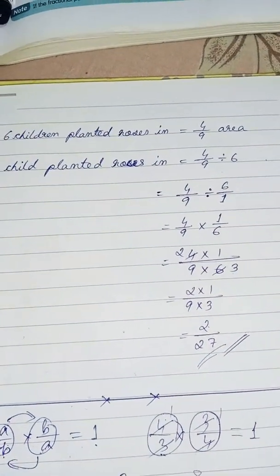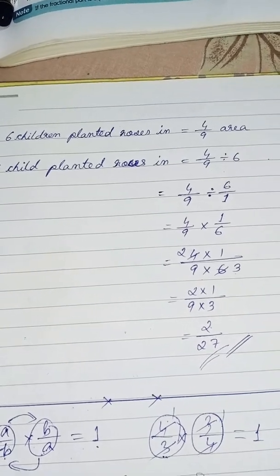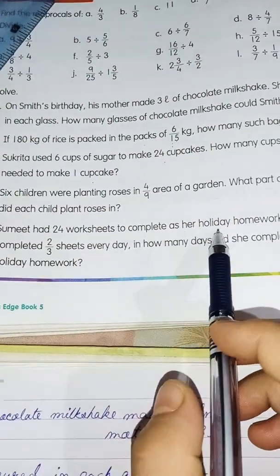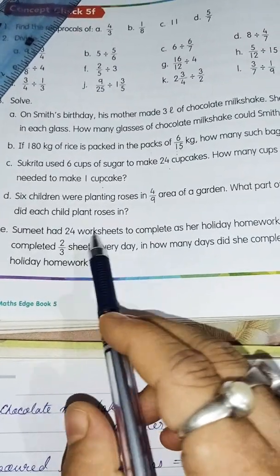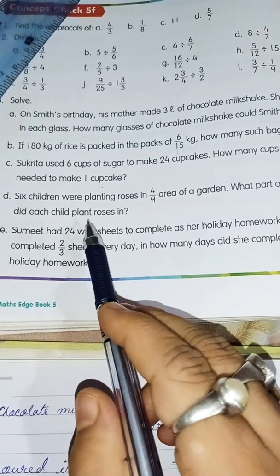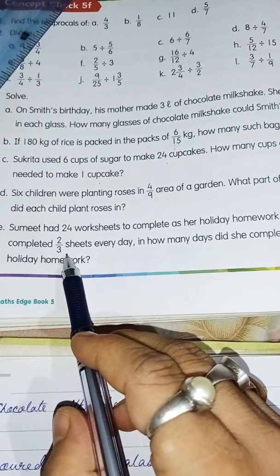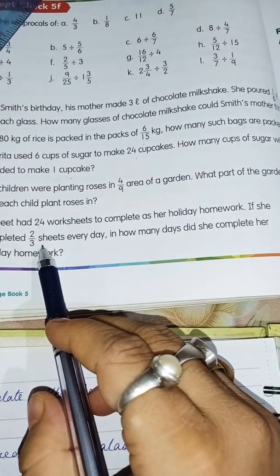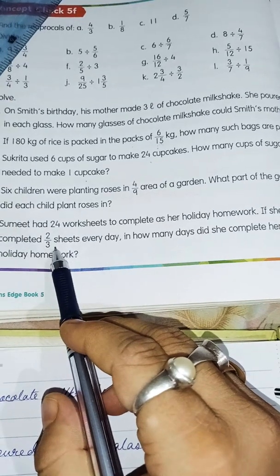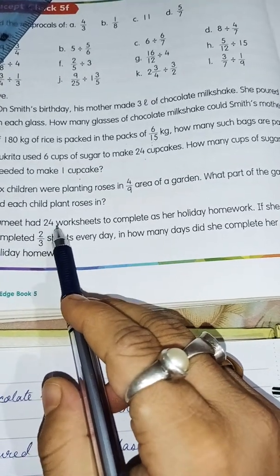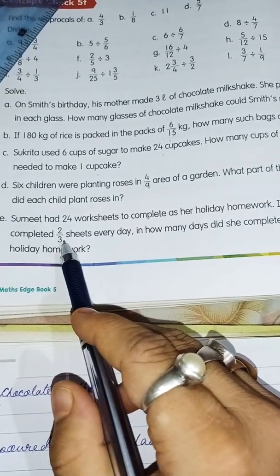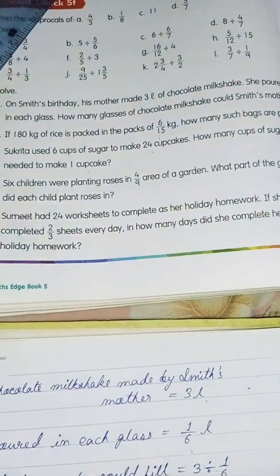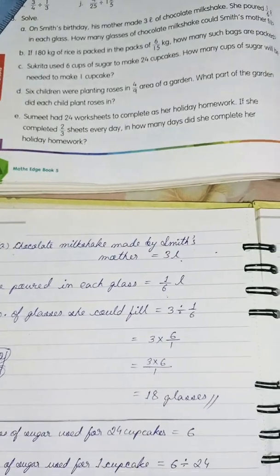Okay. So this one we will do, the last number also. It is given that Sumit had 24 worksheets to complete as her holiday homework. If she completed 2/3 sheets every day, meaning this is the total pages to do, and out of that every day she does this many sheets, then in how many days will she be able to finish? Okay, so one day's amount is this, so how many days will it take to finish all 24? So 24 divided by 2/3, that is how you get your answer.